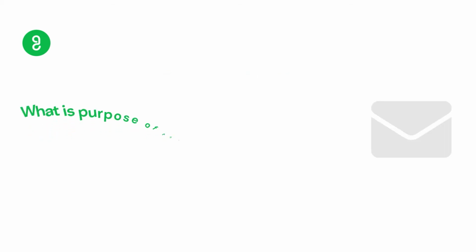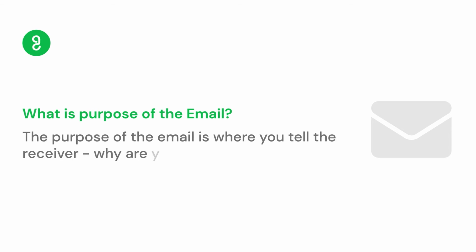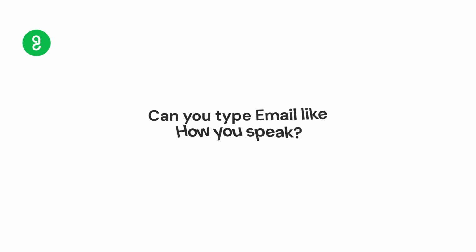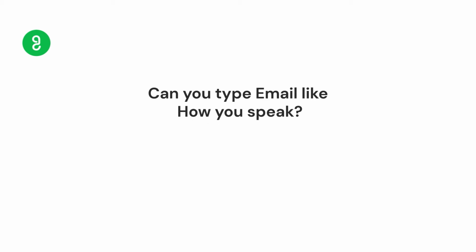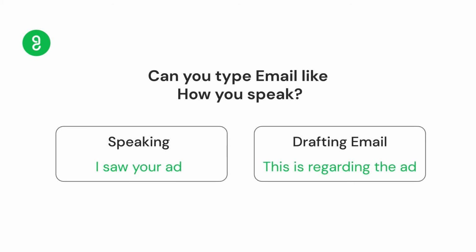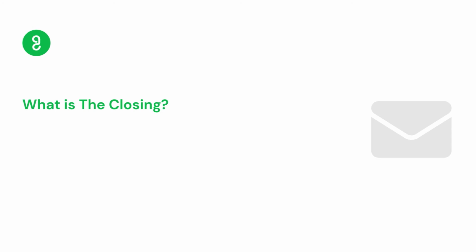Now, moving on, the most important part of an email. That is the first part of the body message, the purpose of the email. Why are you sending this email? Type very clearly with the right choice of words. Can you type an email the way you speak? Obviously, no, you can't. So, once you type the purpose of the email, then comes the action to be taken.